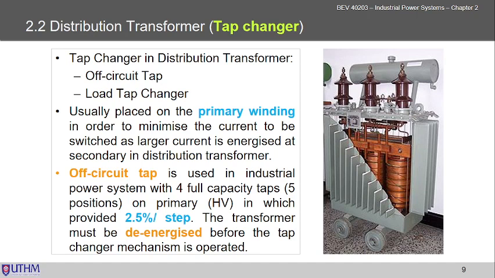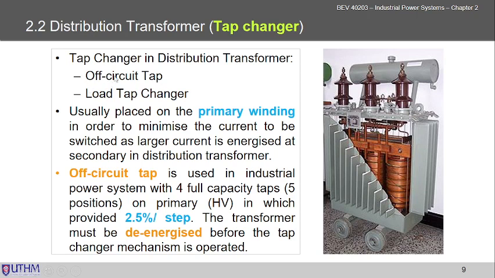So next we look at the tap changers. Why do we need the tap changers? Because our transformer is serving the loads, and the main function of the transformer is to step up or step down the voltage. So that's why we need to use the tap changers to adjust the voltage levels when it is needed. Basically, tap changers are divided into two types. The first one is the off-circuit tap. That means you need to de-energize this transformer before you can adjust the tapping.